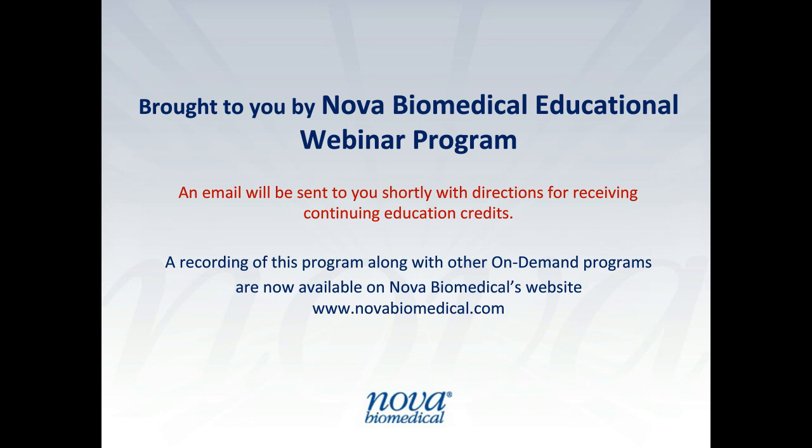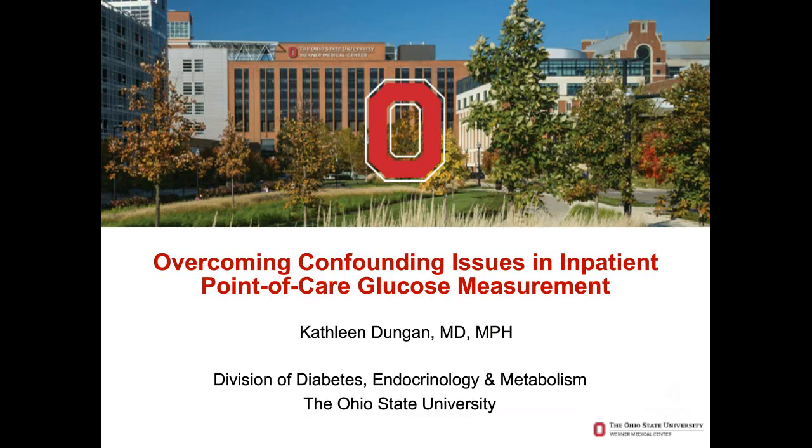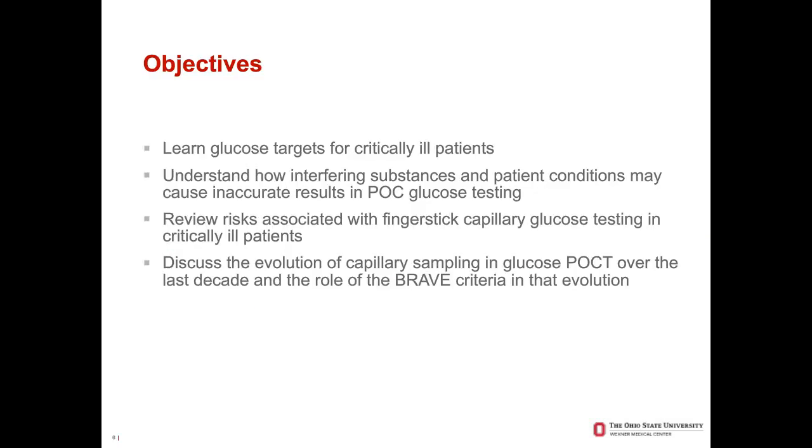Hi, I'm Kathleen Dungan. I'm an endocrinologist at the Ohio State University, where I oversee our clinical operations and many of our clinical trials. And I'm going to be discussing overcoming the confounding issues that happen in hospitalizations in terms of point-of-care glucose measurement. The objectives that I'm going to cover today are the first two on this slide. We're going to discuss glucose targets for critically ill patients and describe how various interfering substances and, to some extent, conditions might affect the accuracy of point-of-care glucose testing results.